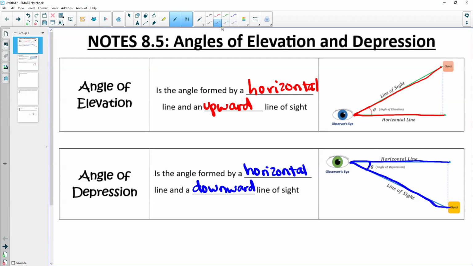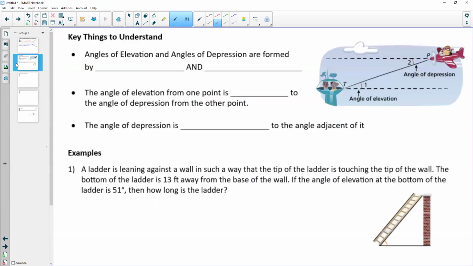Okay, so this is really important. I know I'm repeating myself a lot, but it's because I want you guys to remember the difference between these two. So angle of elevation is formed by a horizontal line and an upward line of sight. So here the theta represents your angle of elevation. On the other hand, an angle of depression is also formed by a horizontal line, but angle of depression is formed with a downward line of sight. So it's like we're looking downwards. Okay, so let's actually take a look at some important relationships that happen with elevation and depression.